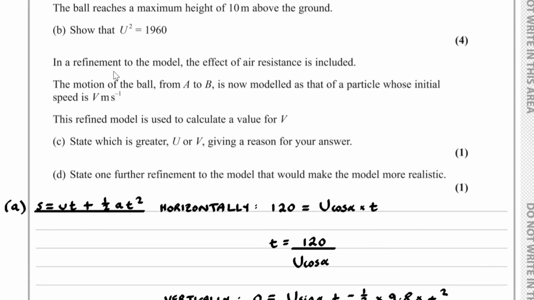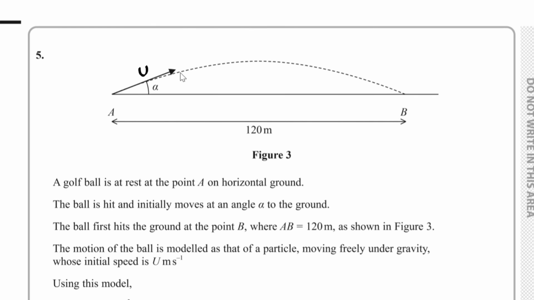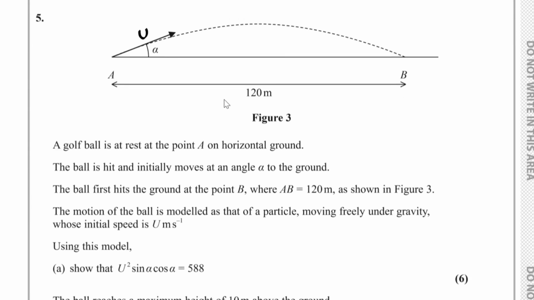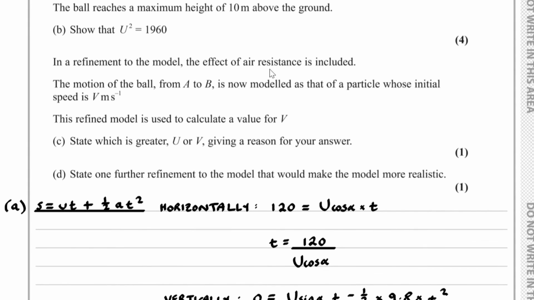Now, in a refinement to the model, the effect of air resistance is included. The motion of the ball from A to B is now modelled as that of a particle whose initial speed is v meters per second. This refinement model is used to calculate a value for v. We have to state which is greater, u or v, giving a reason for your answer. So now the difference is, instead of us having u, we've got v instead, and that's taking into account the effect of air resistance. So let's think about which will be greater, u or v.